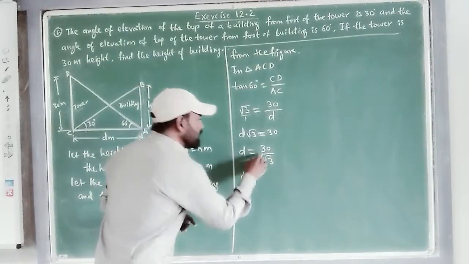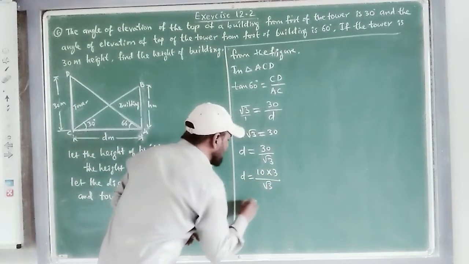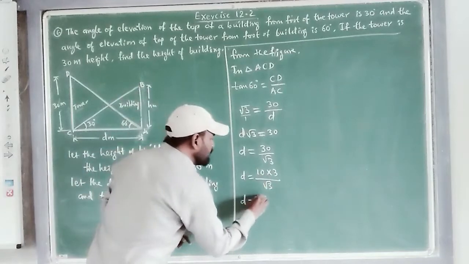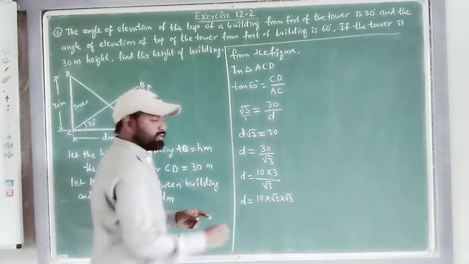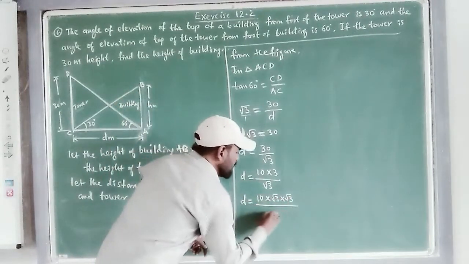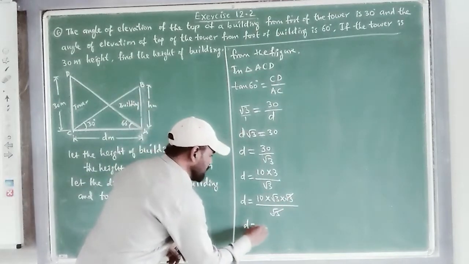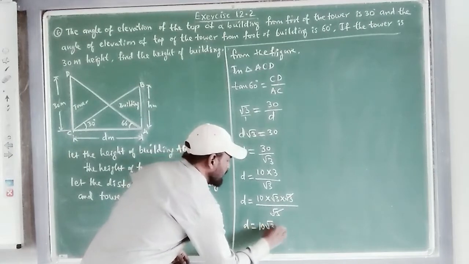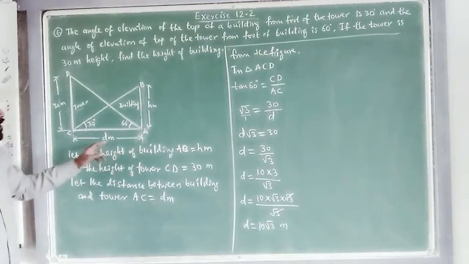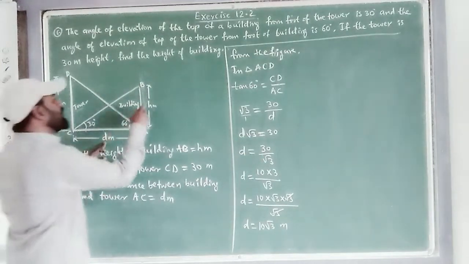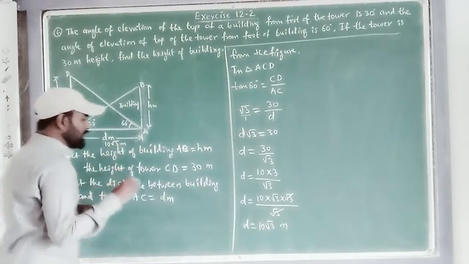Now D is equal to 30 by root 3. This 30 can be written as 10 into 3, right? Now D is equal to 10 into that 3, which I am writing as root 3 into root 3. Root 3 into root 3 again is 3 only. So the denominator root 3 and this root 3 will be cancelled. Now D is equal to 10 root 3, which is the distance between the building and the tower. By taking the help of this, we can find out the height of the building. So how much did we get? 10 root 3 meters, right?